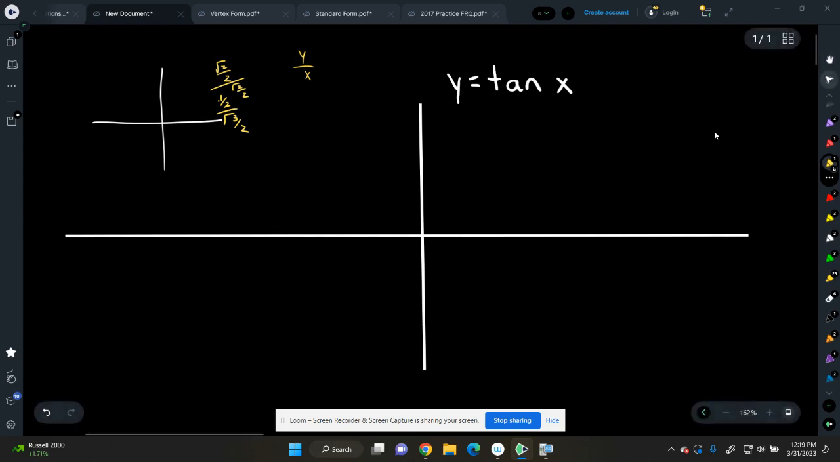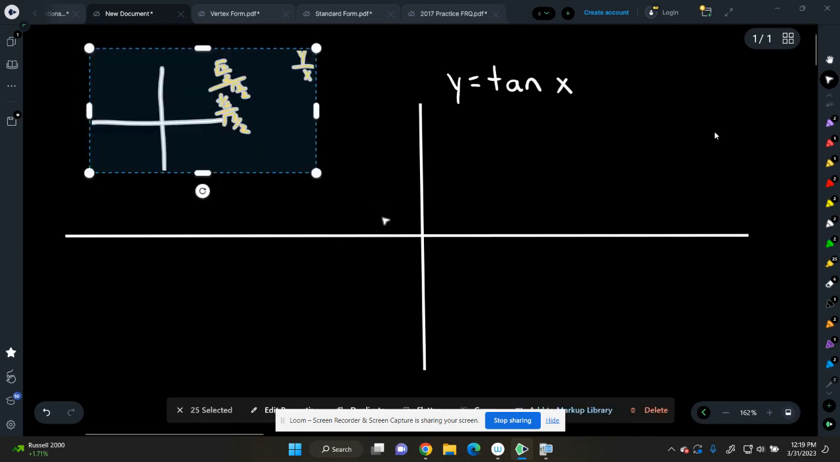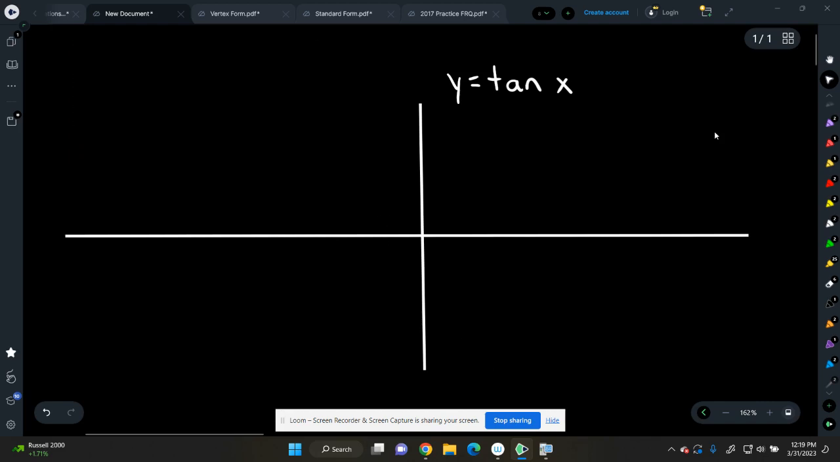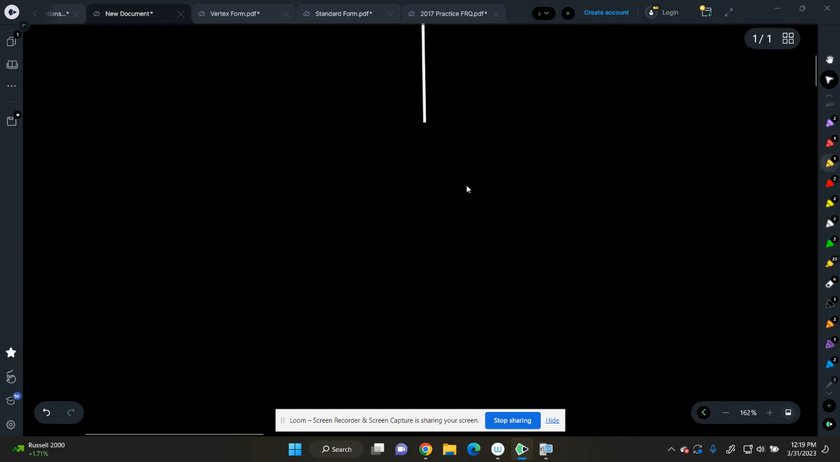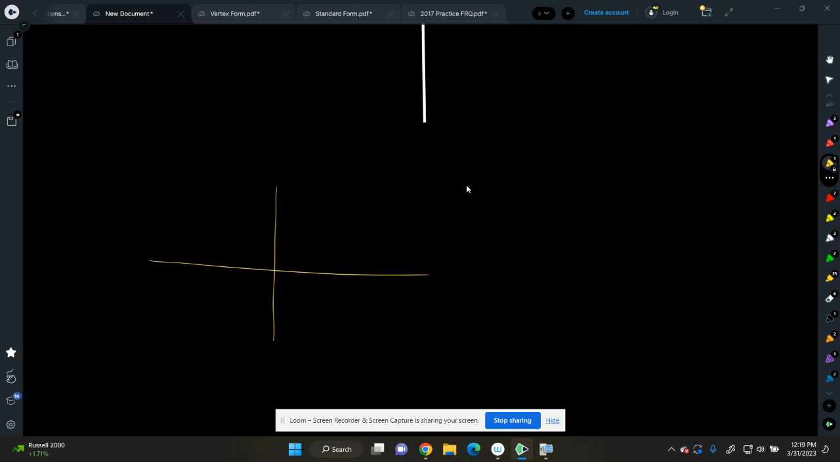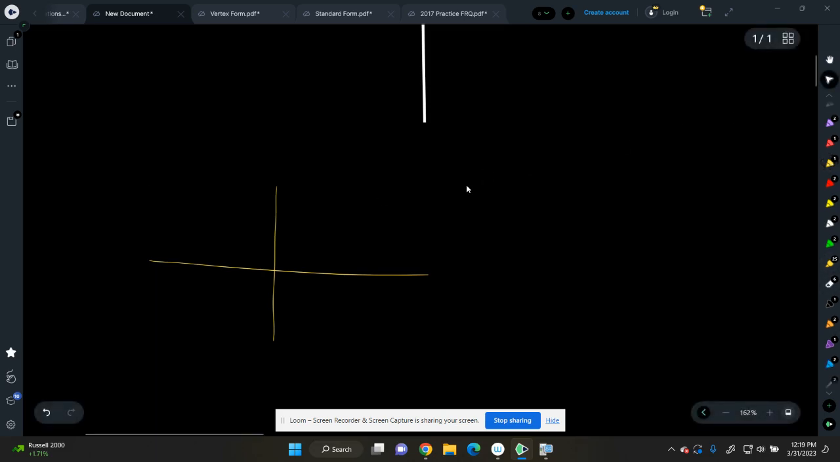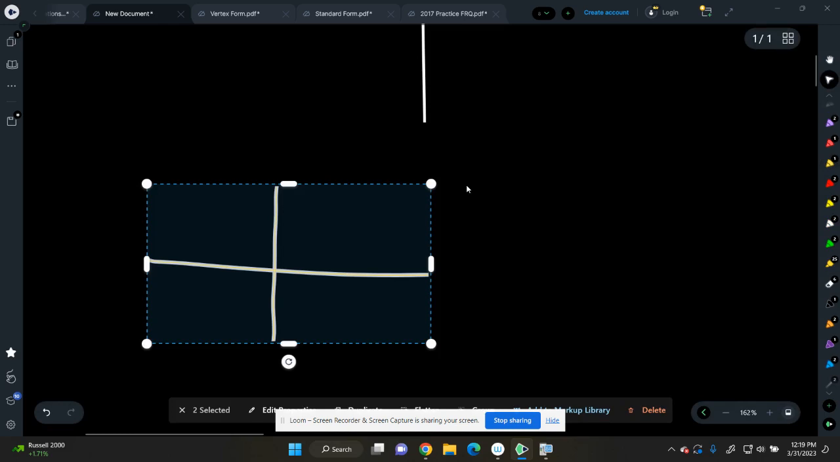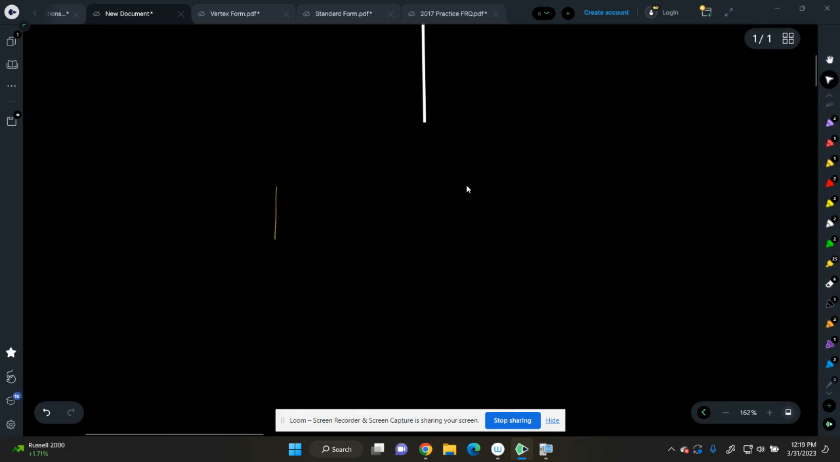Actually, let me redo that a little bit bigger so it's not so cramped. Okay, let's try again. Well, that's not bigger, is it? What in the world is wrong with me? Let's try that again. I said make it bigger, and I really didn't make it much bigger.